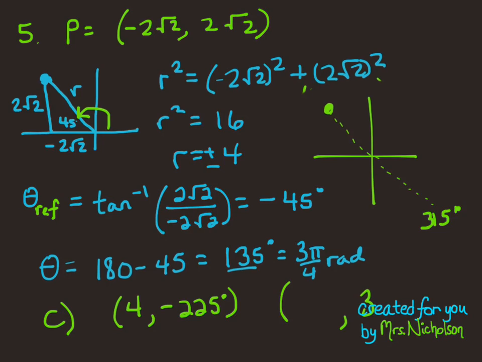And so if I use the 315 degrees as my angle, then I want my radius to be negative 4, so that it sends it from the 4th quadrant into the 2nd quadrant. And those are just 2 possibilities. There are other correct answers. Let's move on to question number 6.